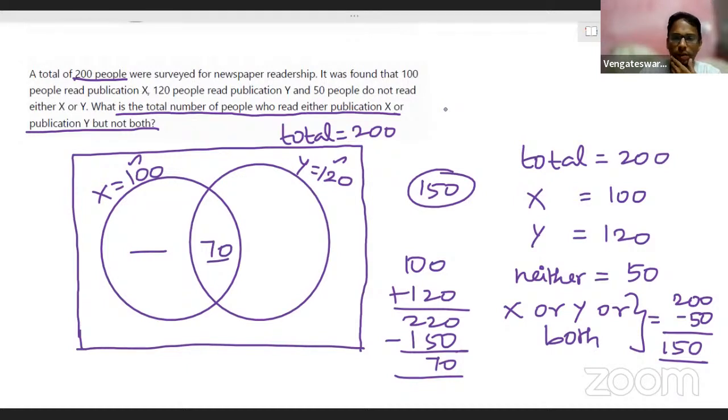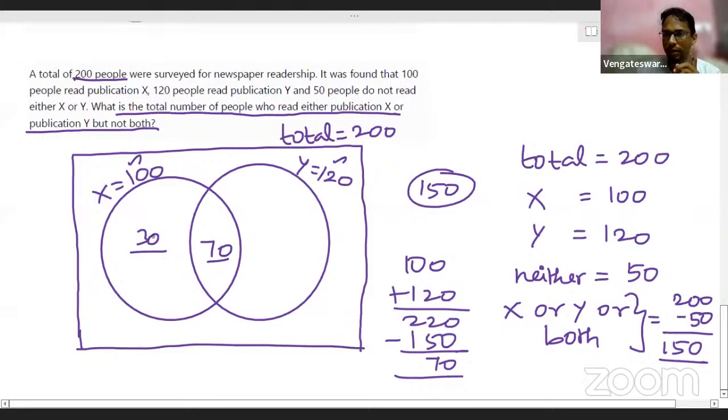Out of 100 people who read X, there are 70 people who read both. I don't want those 70 people. So there will be 30 people who read only X. Remember something? How many people read X? You should tell the answer as 100. But how many people read only X? You should tell the answer as 30. Understand it? Same way, how many people read Y? Answer is 120. But how many people read only Y? Your answer should be?